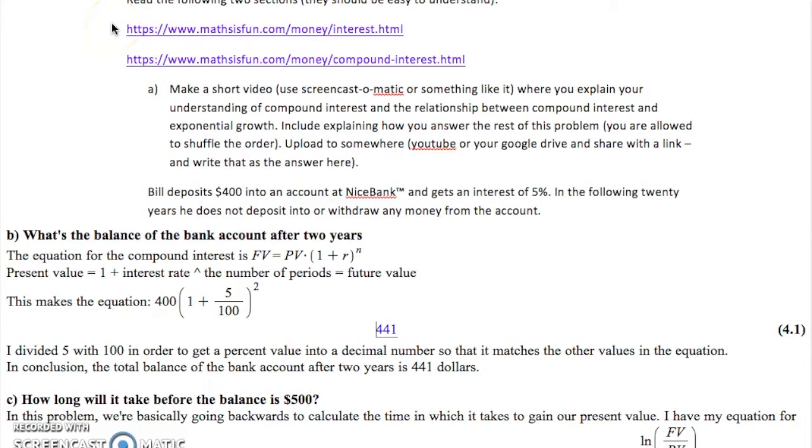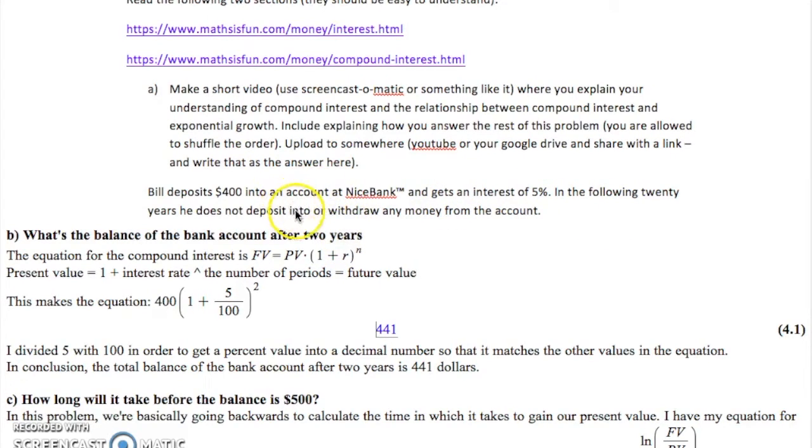So in problem A, Bill deposits $400 into an account at Nice Bank TM and gets an interest of 5%. In the following 20 years, he does not deposit into or withdraw any money from the account. What's the balance of the bank account after 2 years?